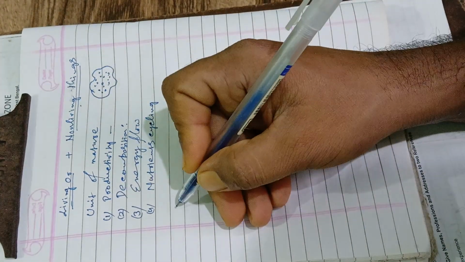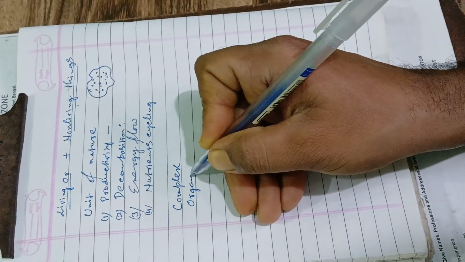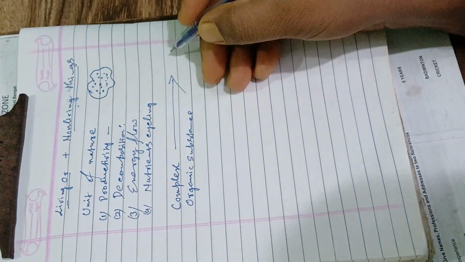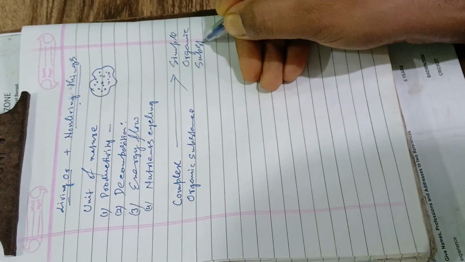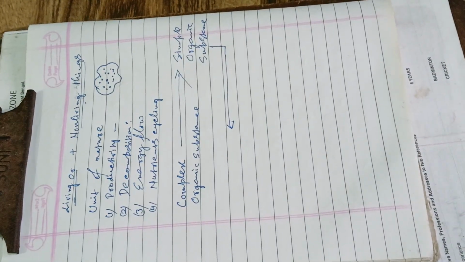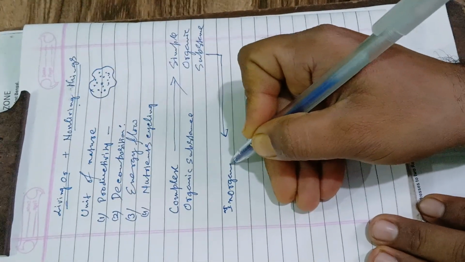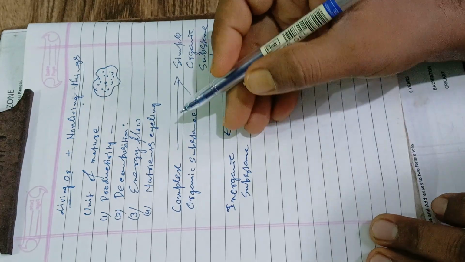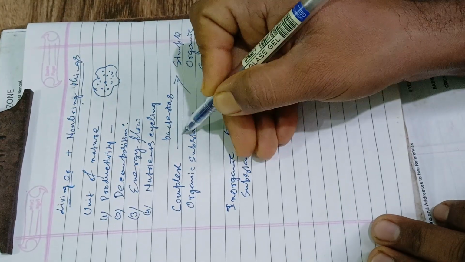Decomposition is a process by which complex inorganic substance changes into the simple organic substance, then it changes into the inorganic substance, so that is taking place by the help of enzyme which is secreted from the bacteria and fungi.